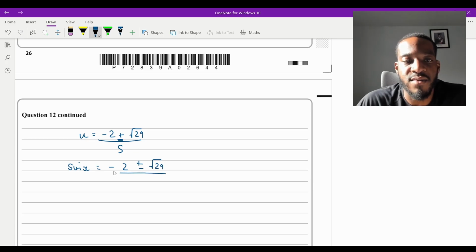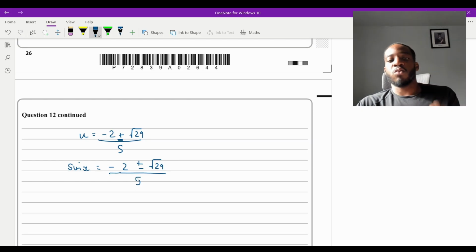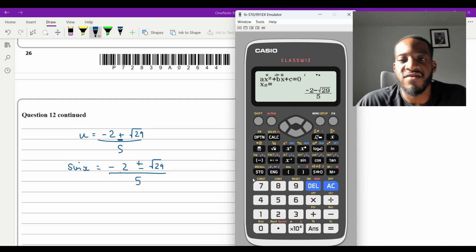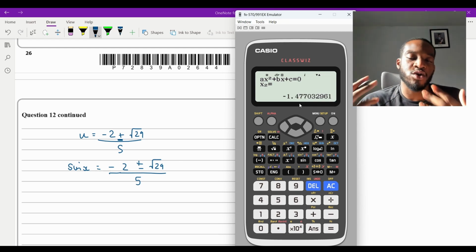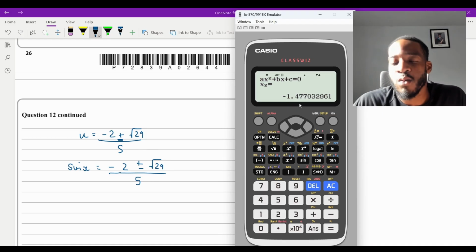Now let's have a look, because remember, and also I need to bring this here. Sin x we know oscillates between 1 and -1. So let's just check to see if any of these cause us an issue. That one does, doesn't it? The negative solution is -1.4, right? That's going to be outside the range. And you'll know because if you try and do sine inverse of it, it won't work. So we're not going to use the negative solution.